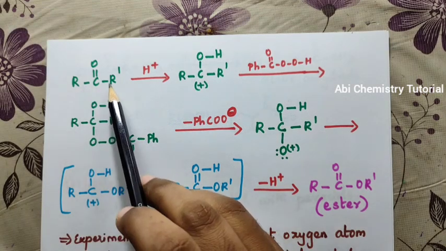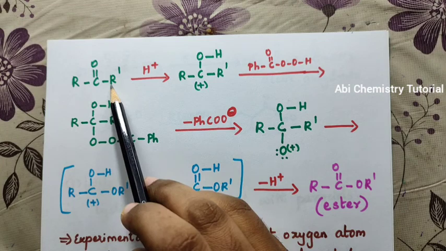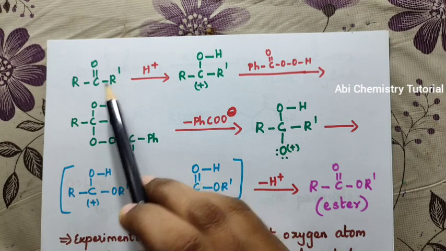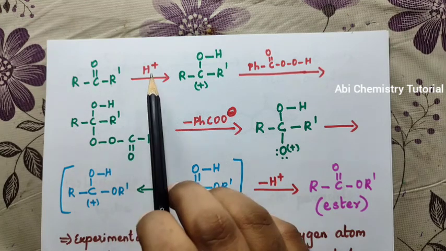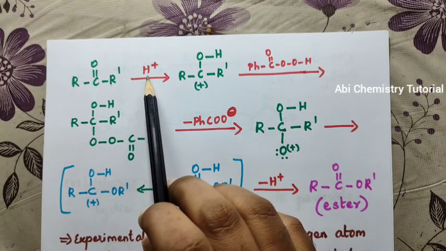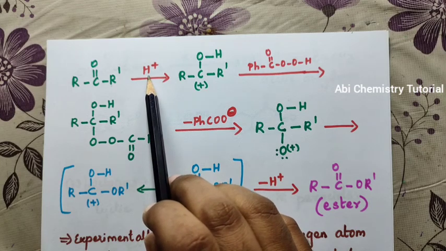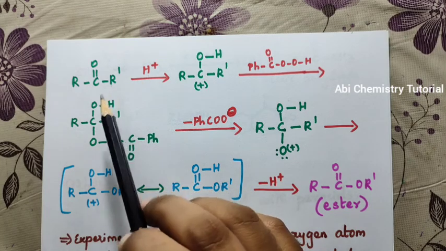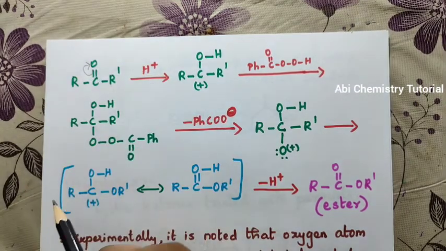So this is the ketone RCOR', R' is another group, this is an alkyl group R and this is another alkyl group. Now the acid catalyzed reaction takes place. Acid catalyzed means it adds a proton to the ketone. How does it act? Here you can see this double bond shifts over to this oxygen.